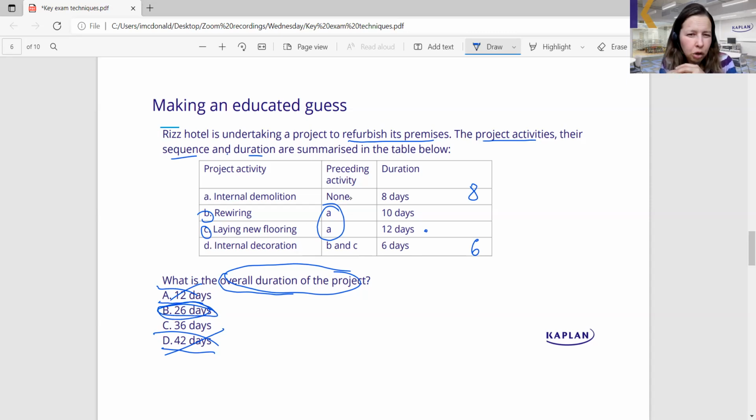I may not know for sure, but 26 looks like a more correct option if I use a bit of logic. So I don't need to know much about project management, but I have eliminated those two options that are entirely unsuitable. And using simple educated guess, I can derive on average how long that project is likely to take.